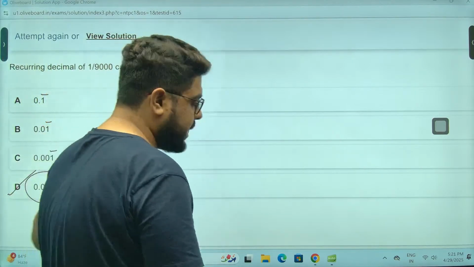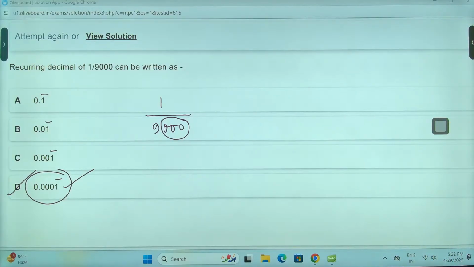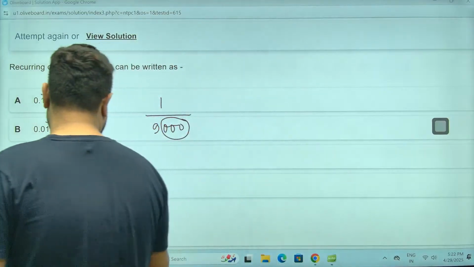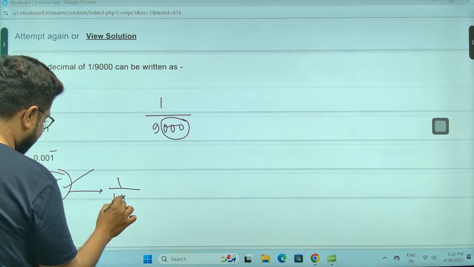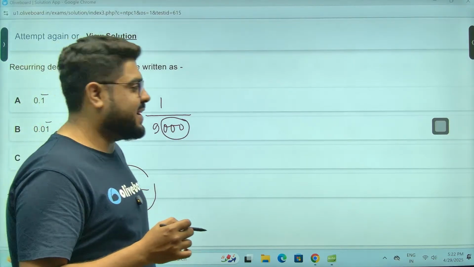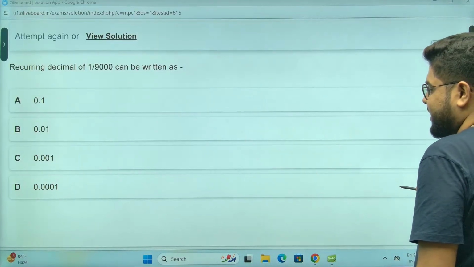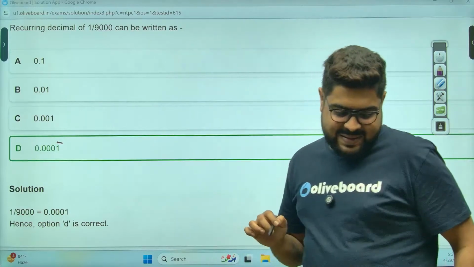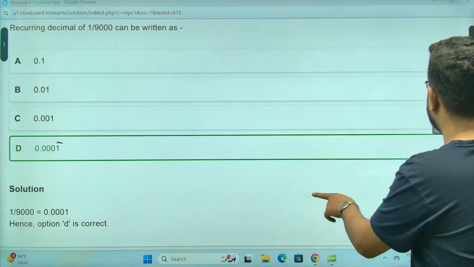But again, there is a misprint in the option. If the bar is not there, then this fraction can be written as 1 by 1, 2, 3, 4 zeros. Not 9,000, it will be 10,000 then. Right? So the bar has to be there. So this is the answer, but again, with a bar sign. Okay? So there was this misprint in the question.